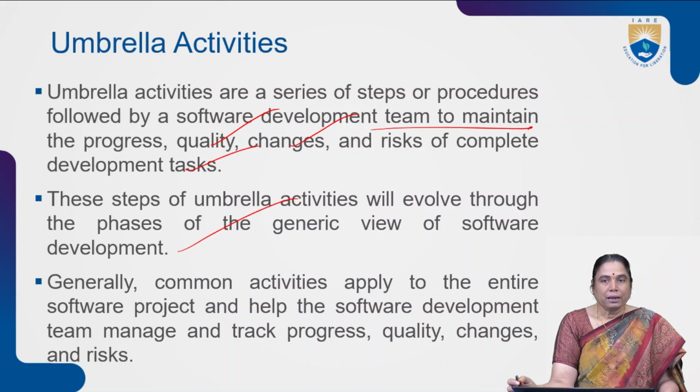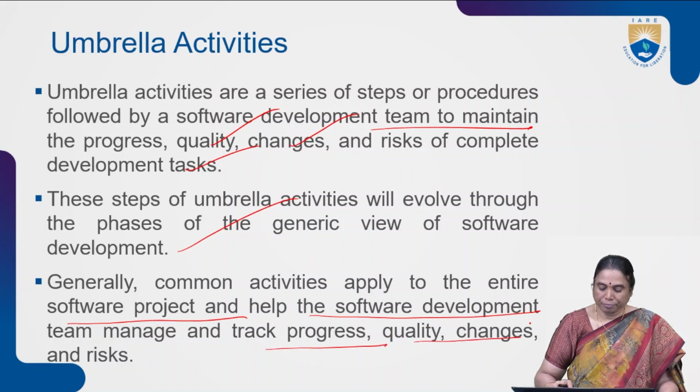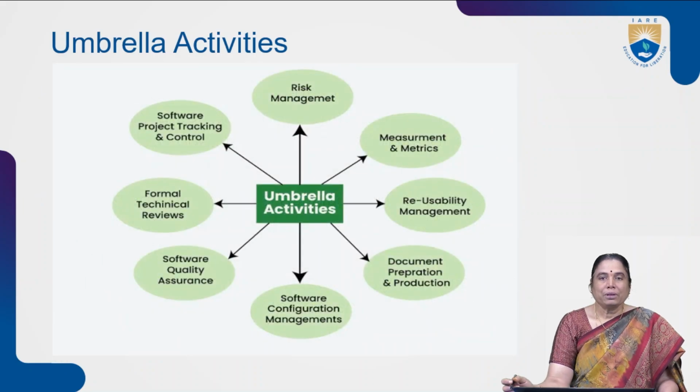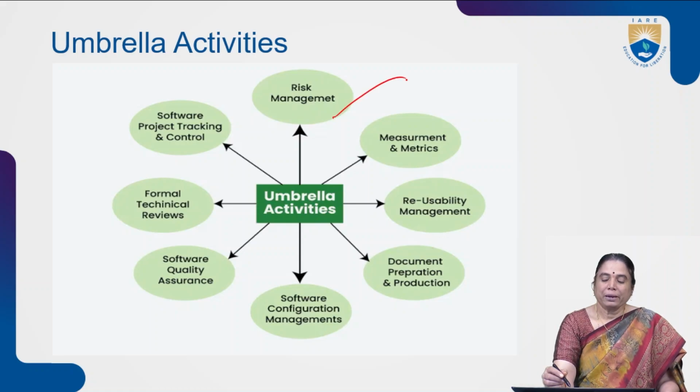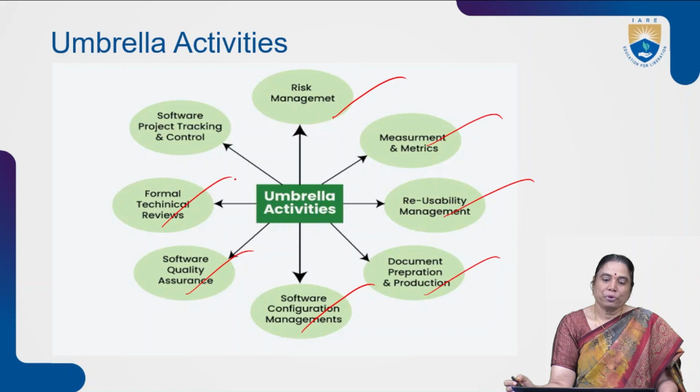Generally, common activities apply to the entire software project, help the software development team manage and track progress, quality, changes, and risk. The variety of umbrella activities are risk management, measurement and metrics, reusability management, document preparation and production, software configuration management, software quality assurance, formal technical reviews, software project tracking and control.